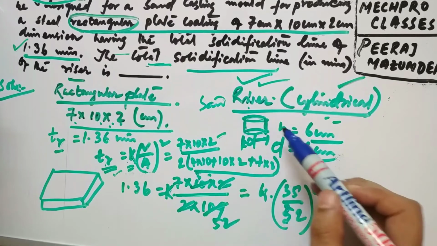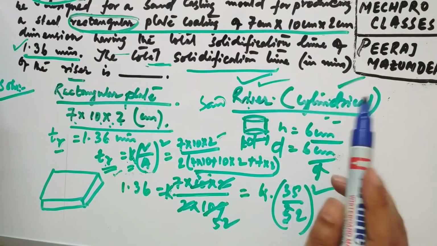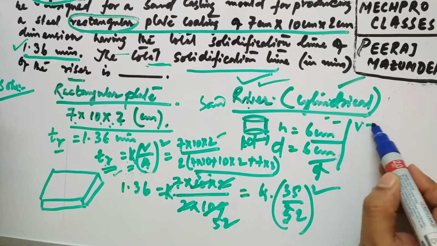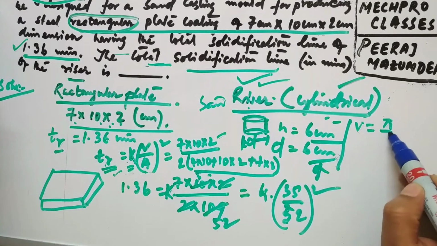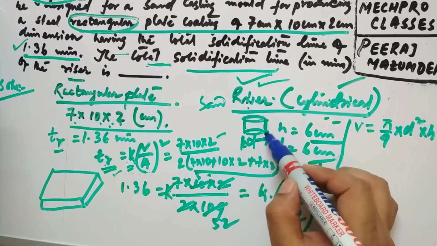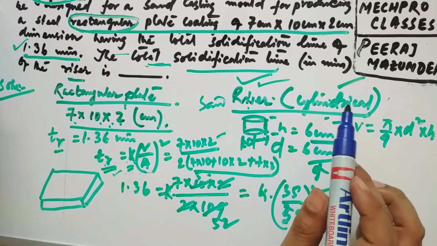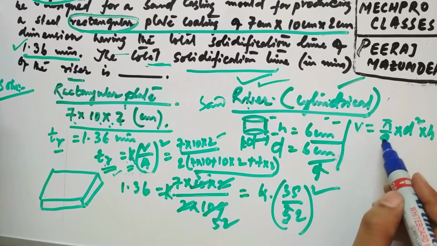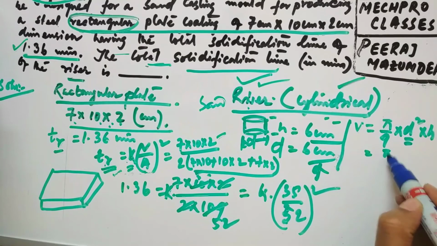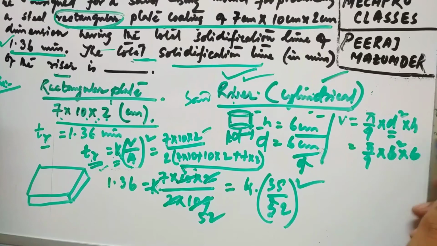Now let us calculate the surface area as well as the volume for this particular cylindrical shaped riser. The volume of a cylinder is given as pi by 4 into d square into h. I can substitute the values as well: d is 6 and h is also 6, so that will be pi by 4 into 6 square into 6, and the unit will be centimeter cube.